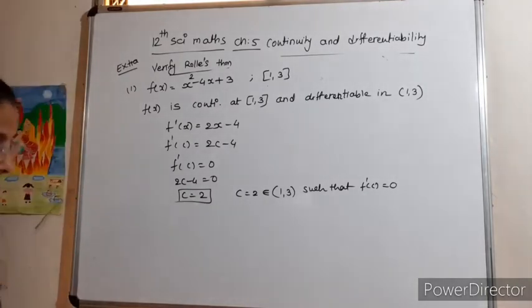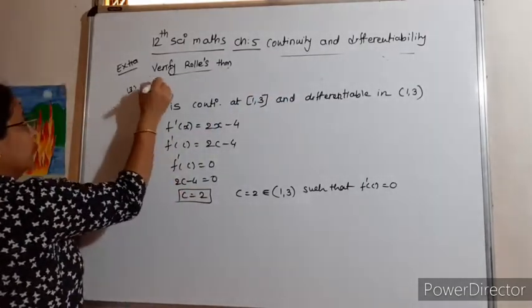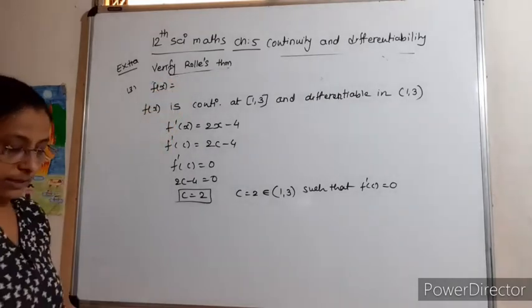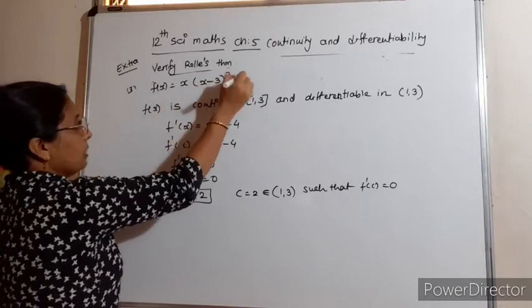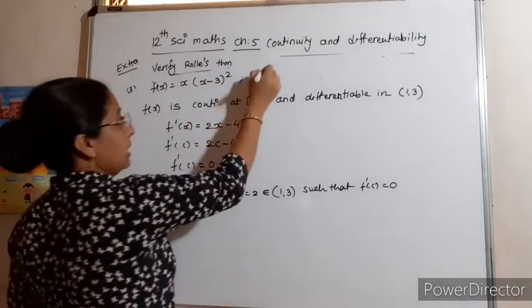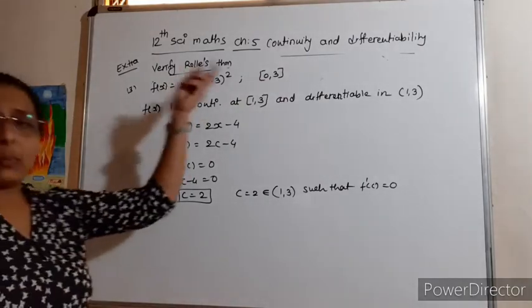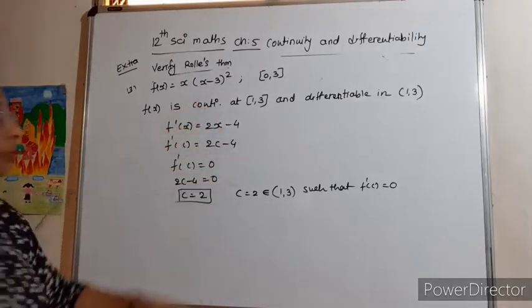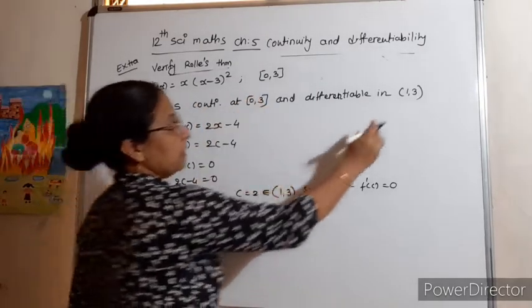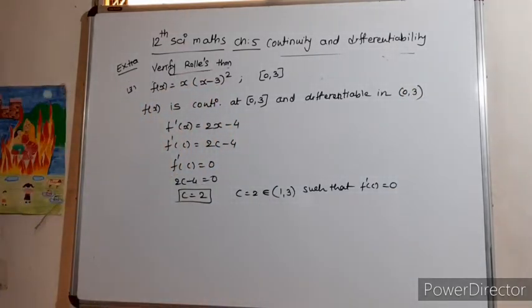Okay? Then next, third, f(x) is equal to x(x − 3)² in interval [0, 3]. So this is again a polynomial function, we know that, right? So what you will do, it is continuous in the closed interval [0, 3] and differentiable in the open interval (0, 3). Understand or not? Yes.